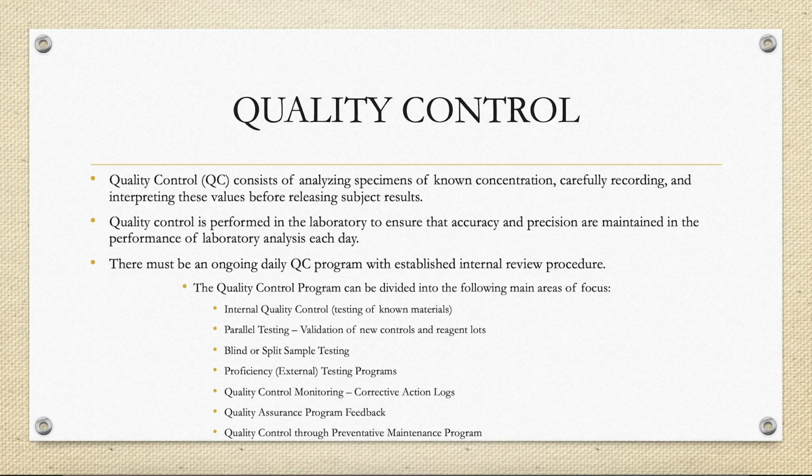The quality control program can be divided into the following main areas of focus. 1. Internal quality control, that is, testing of known materials. 2. Parallel testing, that is, validation of new controls and reagent lots. 3. Blind or split sample testing. 4. Proficiency, that is, external testing programs. 5. Quality control monitoring, that is, corrective action logs. 6. Quality assurance program feedback. And the last one, 7. Quality control through preventative maintenance program.